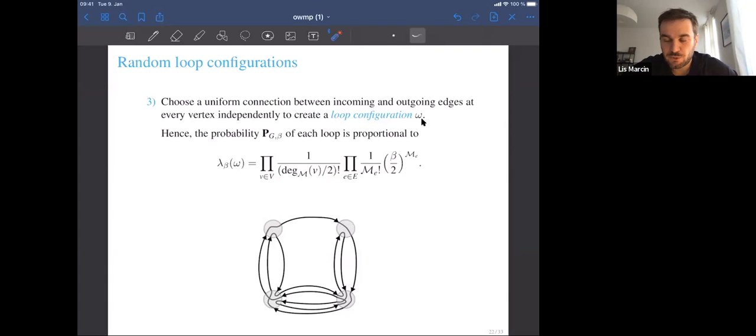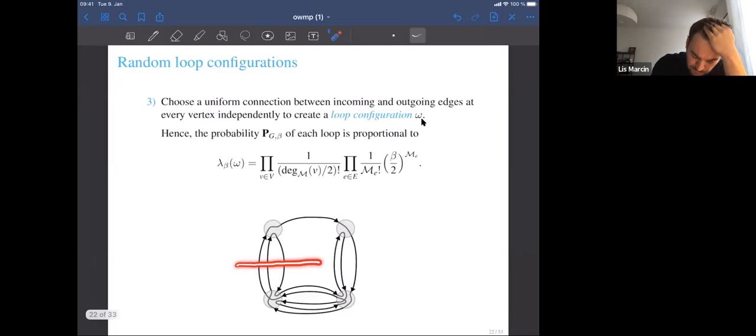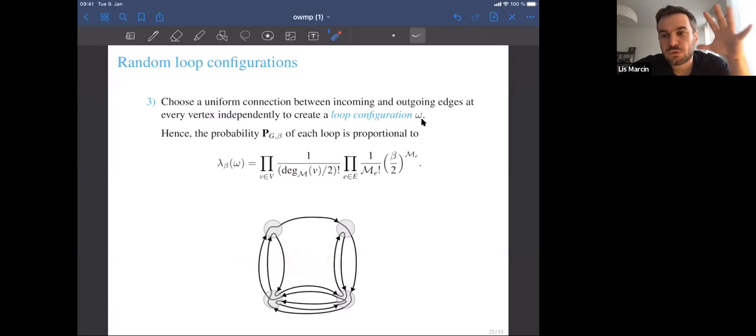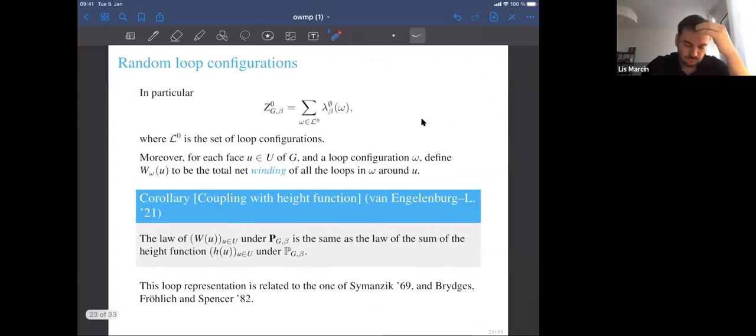And this sampling procedure produces a random loop configuration, which, if you project down, forgetting about the connections at vertices, onto currents, contains all information about currents. So in particular, it also contains all information about the height function. If I count these arrows going from right to left and from left to right, then this will give me an increment of the height function between two faces. So this loop configuration is coupled explicitly and exactly with the height function. So the partition function is just a partition function of loop configurations. That's clear. And then there is an interpretation of this height function as a winding field of all these loops.